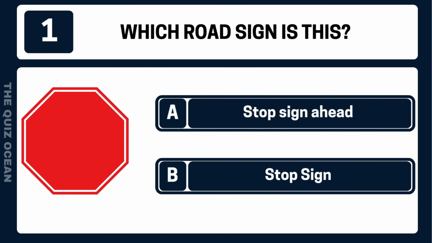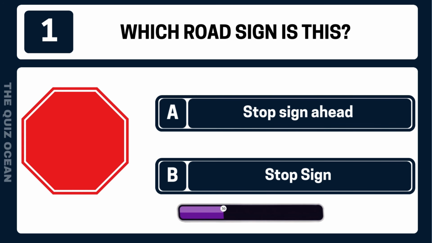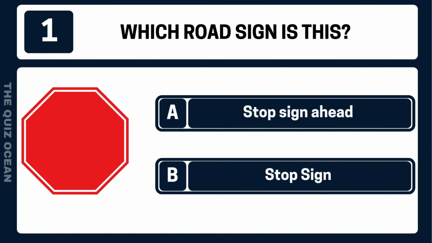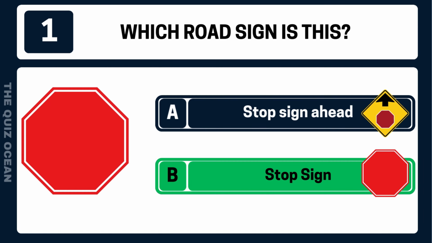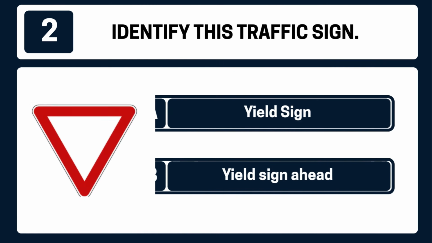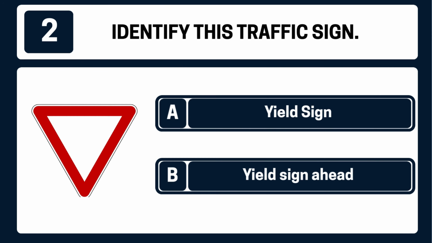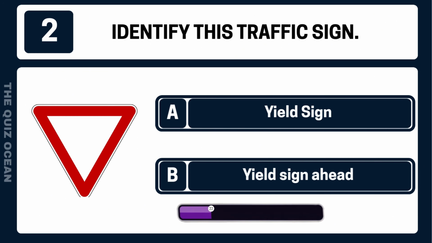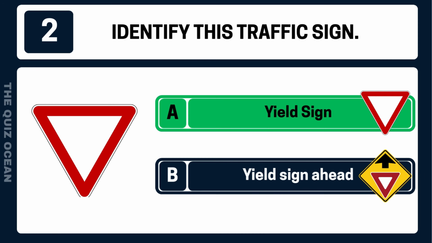A. Stop sign ahead. B. Stop sign. The answer is B. Stop sign. Question 2. Identify this traffic sign. A. Yield sign. B. Yield sign ahead. The answer is A. Yield sign.